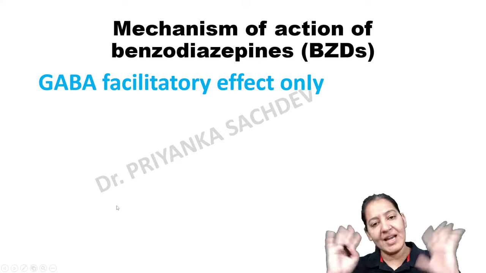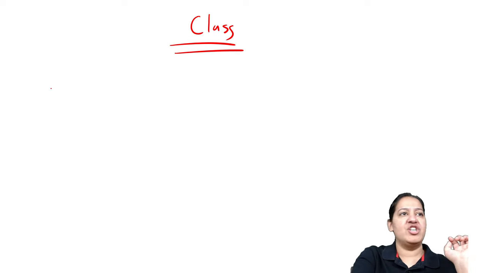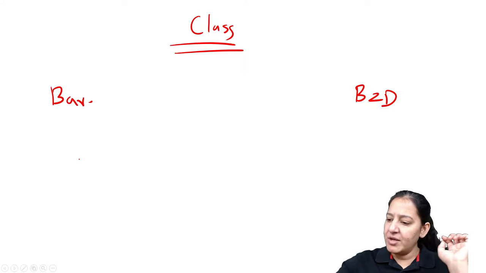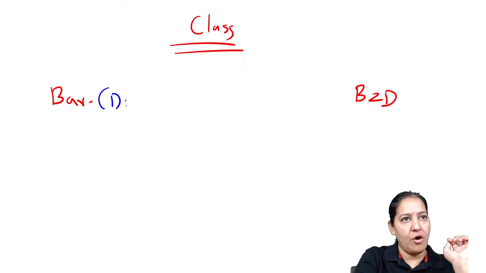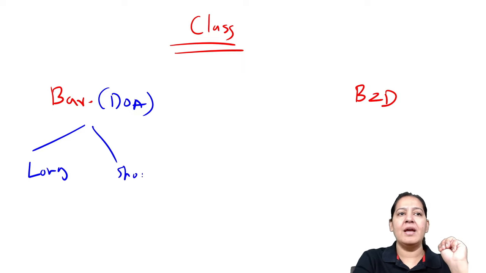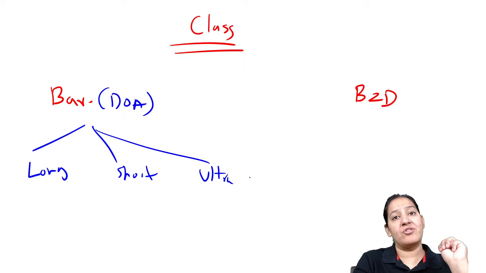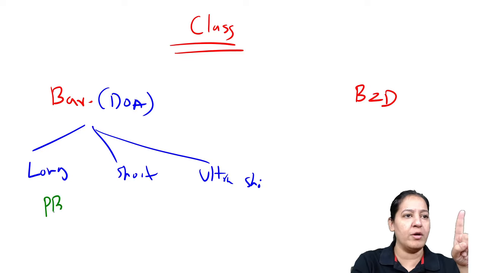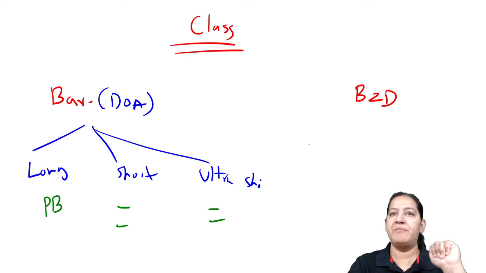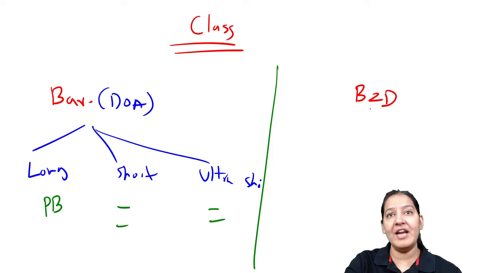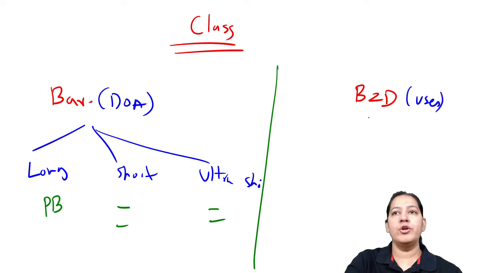Anyways, now you know the classification of both. You know the classification of barbiturates and of benzodiazepines. Barbiturates are classified based on their duration of action into three categories: long acting, short acting, and ultra short acting. I'm not saying the drugs inside them; you already know the drugs. Here only one drug, phenobarbital, is there. Here two drugs. Total five barbiturates are there in the world, right? Benzodiazepines are many. Benzodiazepines are classified based on their uses, not on duration of action.